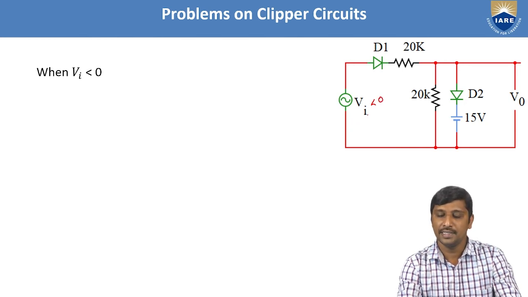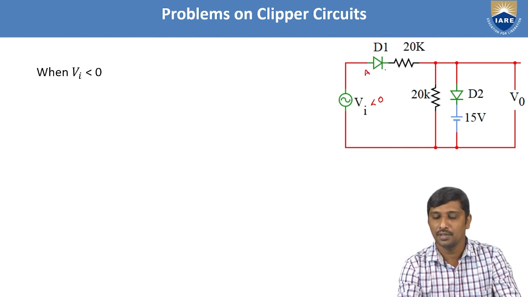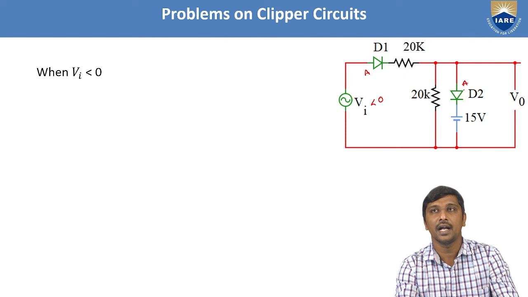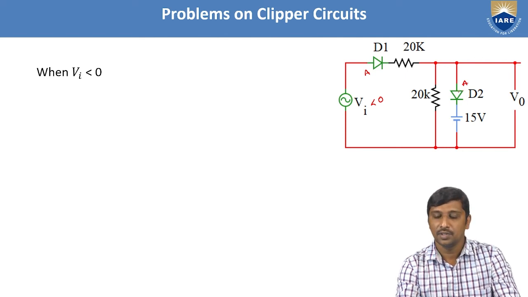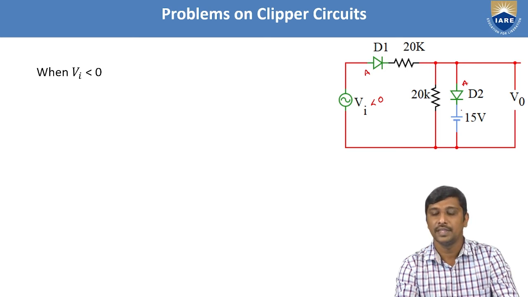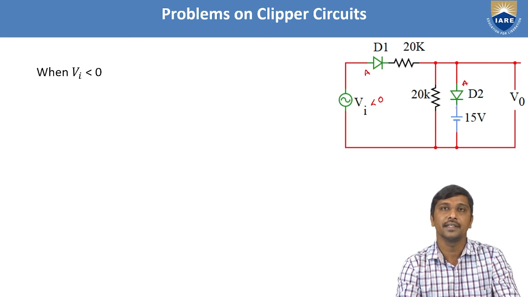If the input voltage is less than 0, it means the negative portion of the input signal is passing through the anode of D1, and similarly let us assume a lesser voltage is connected to the anode of D2. So what did we analyze from this circuit? If you want to conduct diode D1, the applied input voltage should be at least greater than 0. And if you want to conduct diode D2, its anode voltage must be greater than or equal to 15 volts. Only then will those diodes be in the conducting state.